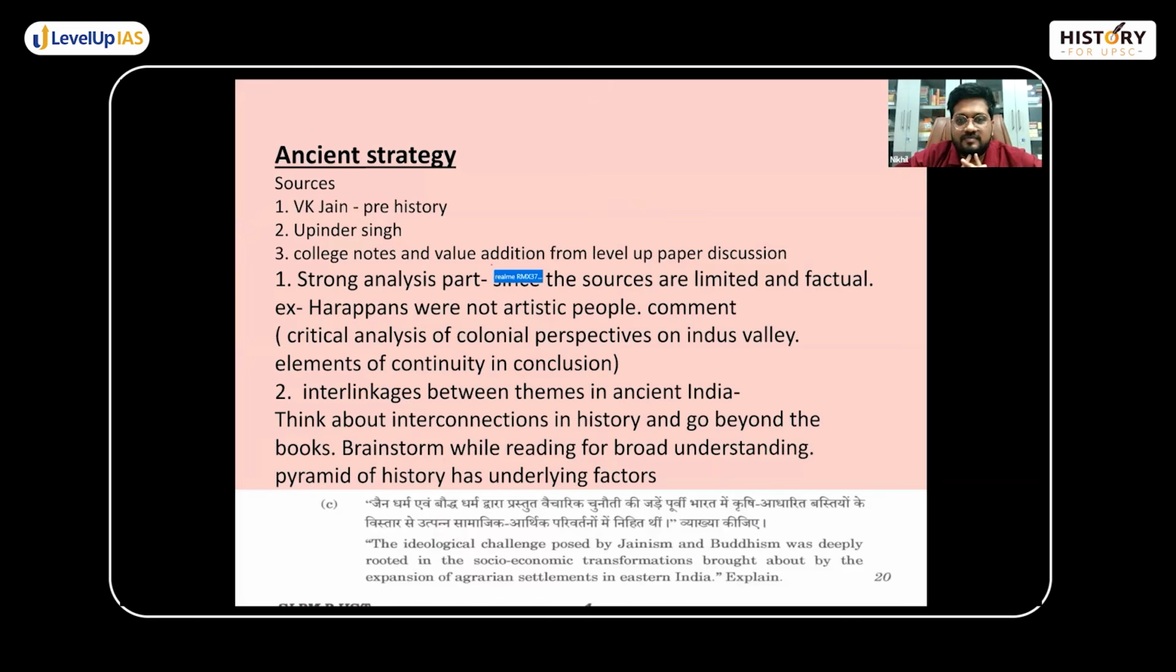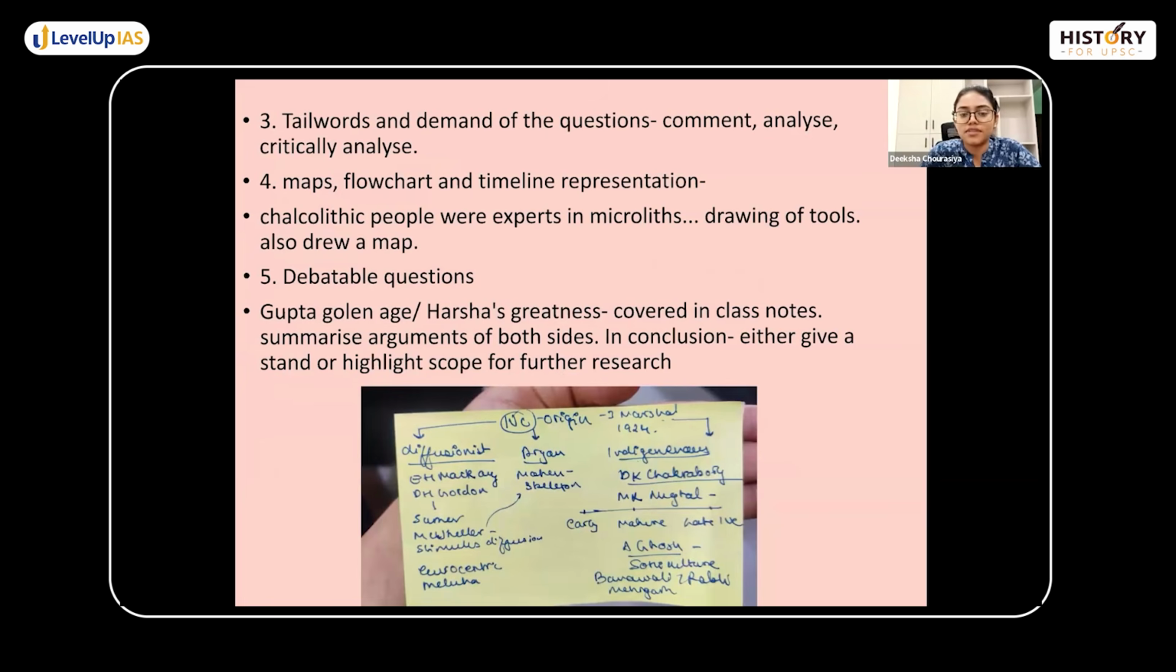Okay. Going forward, the third important thing for ancient history is tailwords, because it defines the demand of the question. So the comment: critically analyze or analyze. There are different tailwords coming now. Give your opinion, which is coming in GS. So I think catching the tailwords is very important to make sure how many subheadings you have to give and how many counter arguments you have to give. That is really important. So make sure when you are doing answer writing, you pay more focus on the tailwords.